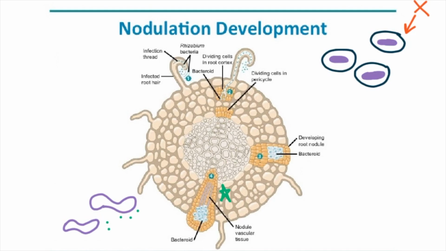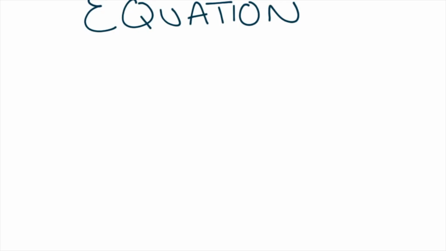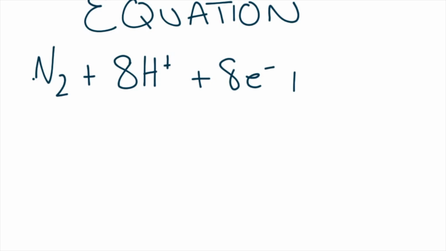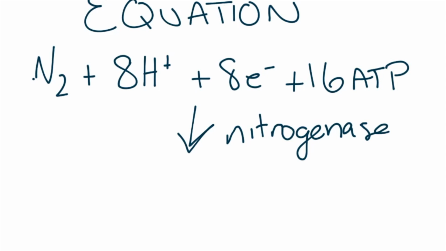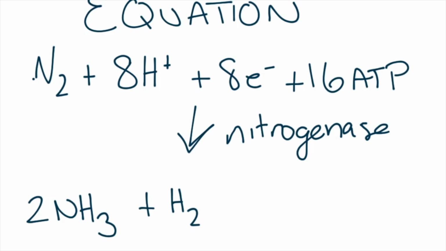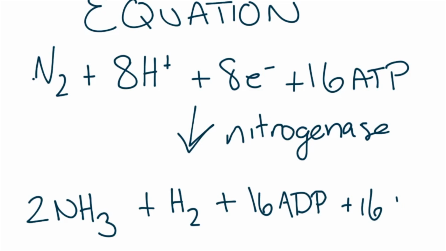The nodule makes contact with the plant's vascular system to allow absorption of nutrients. Hi, I'm Taiya, and I'm going to be talking about the mechanisms of nodulation and nitrogen fixation. We're going to start off with nitrogen gas with 8 protons, or H+, 8 electrons, and 16 ATP. And that's going to be converted via nitrogenase into 2 moles of NH3 with hydrogen, 16 ADP with 16 inorganic phosphate molecules.